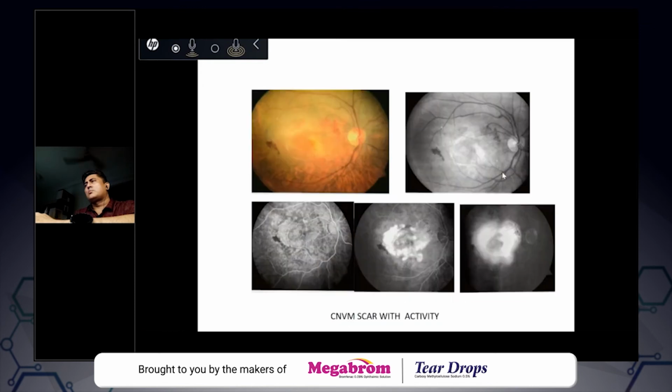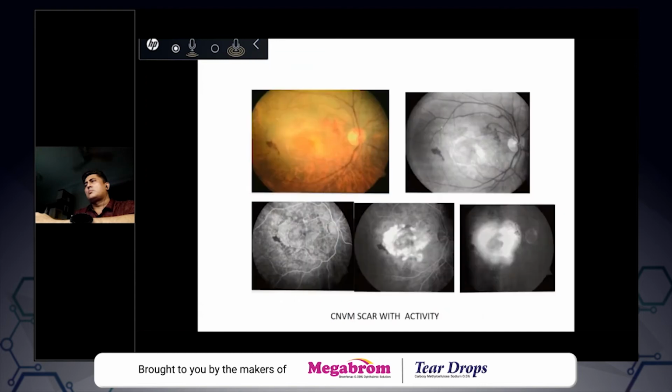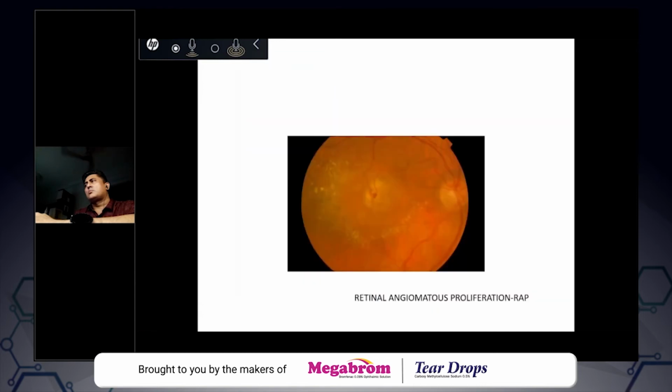So these are the common ones that you are asked: diabetic maculopathy, PDR, then central serous retinopathy, then CNVMs, and classic and occult CNVMs. These are the common angiograms kept for any of these exams, MS, DNB, or FRCS exam. But look at this.